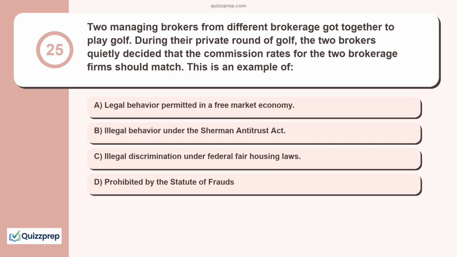Question 25. Two managing brokers from different brokerages got together to play golf. During their private round of golf, the two brokers quietly decided that the commission rates for the two brokerage firms should match. This is an example of legal behavior permitted in a free market economy, illegal behavior under the Sherman Antitrust Act, illegal discrimination under federal fair housing laws, prohibited by the Statute of Frauds.